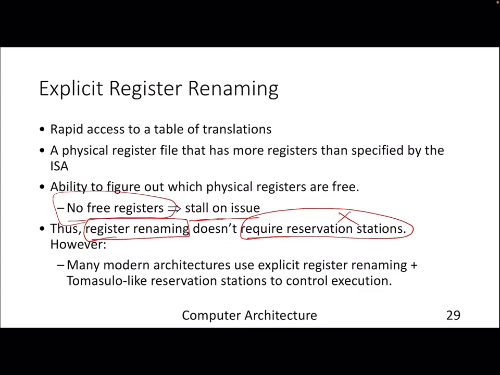But you will find that in modern microarchitecture, there are register rename tables or remap tables along with the reservation stations, which actually control the entire scheduling.